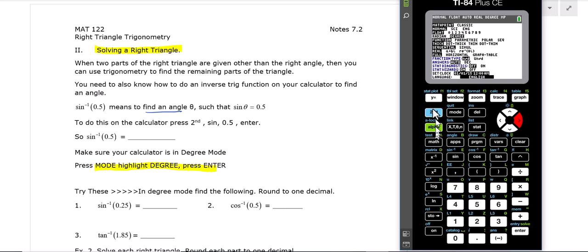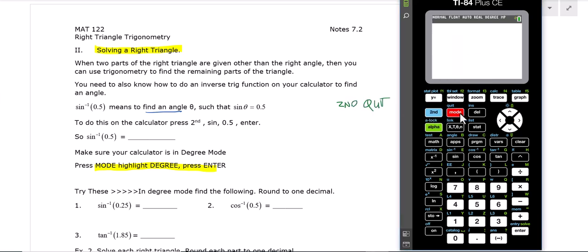Anytime you want to go to a clear screen, if you don't know this quit button, if you go second quit, that just takes you always back to a clear screen. So basically, here's how you do this. If you want to do the inverse sine of 0.5, you do this. You'll see that you have the sine, cosine, and tangent button. Inverse sine is above the sine, so you go second sine, then you put in the 0.5, and then you press enter, and that will give you the angle that you're looking for. So that is 30 degrees.